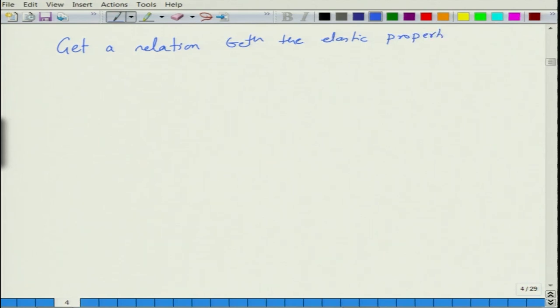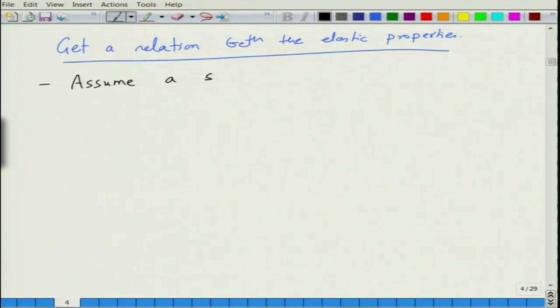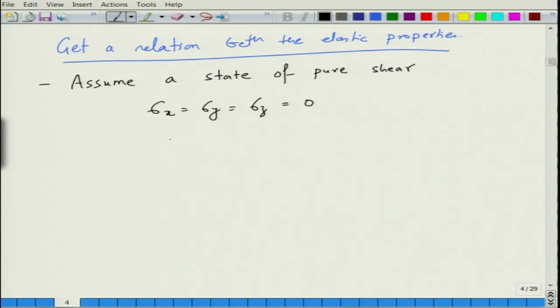So for example, how do you relate, let us say, the shear modulus and the bulk modulus? For this, what we do is that we first consider the state of pure shear. By this we mean that sigma x is equal to sigma y is equal to sigma z is equal to 0, sigma yz (or tau yz) is equal to tau zx is equal to 0, and only tau xy is not equal to 0. So this is the only finite component of the stress tensor.